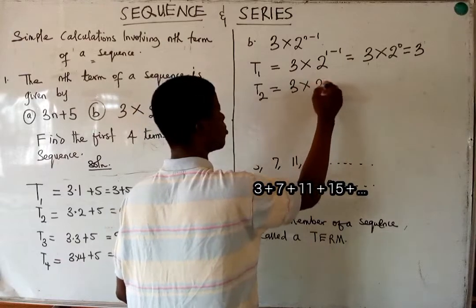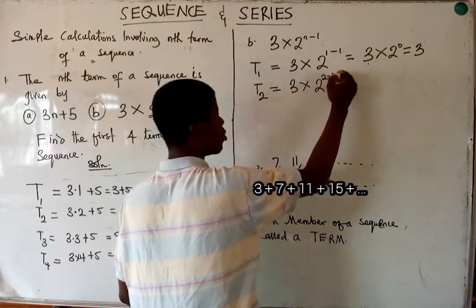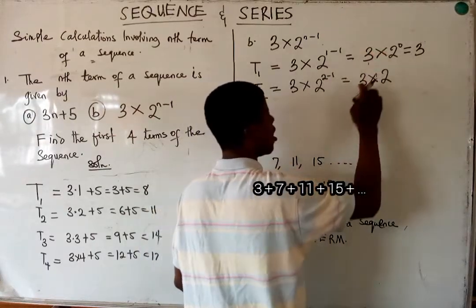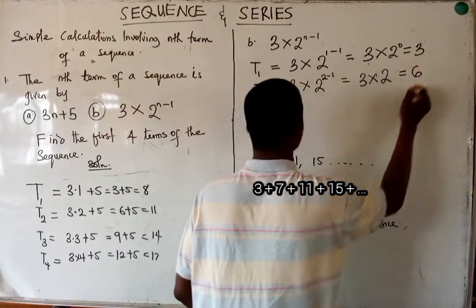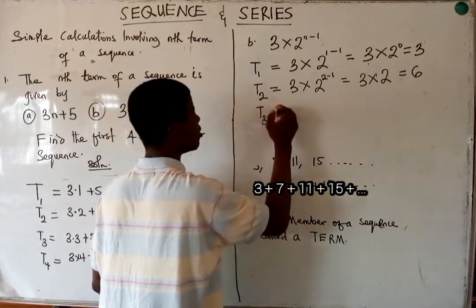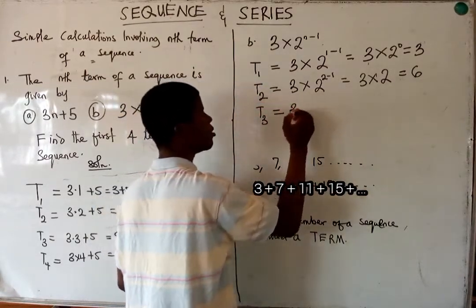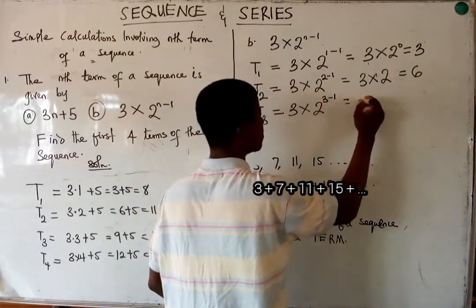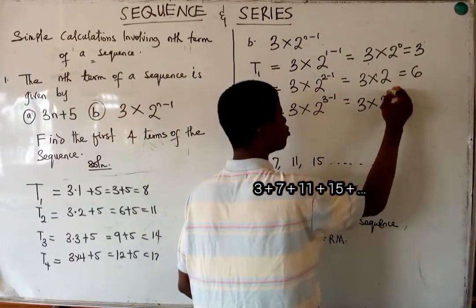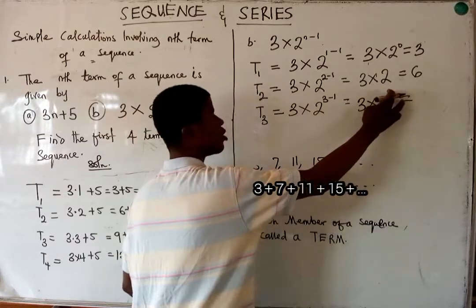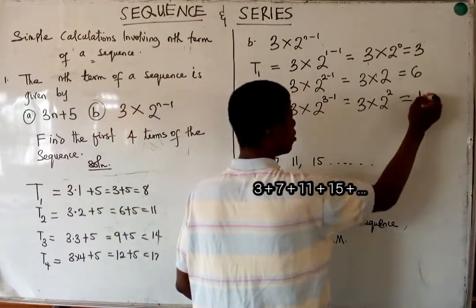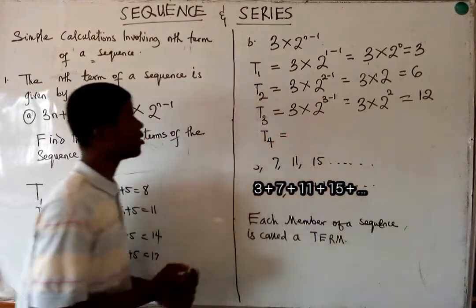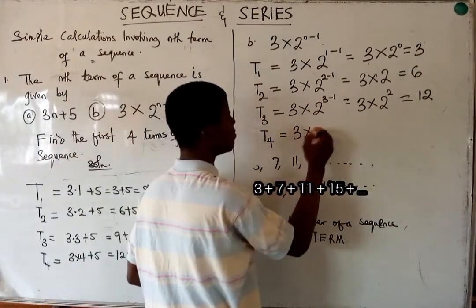So the second term will be equal to this. 3 times 2 raised to the power n, where n is 2, minus 1. That's 3 times 2 raised to the power 2 minus 1, which is 1. And 3 times 2 gives me 6. So the third term is equal to what? 3 times 2 raised to the power n, where n is 3, minus 1. That's 3 times 2 raised to the power 2. And 2 raised to the power 2 is equal to 4. So 3 times 4 gives me 12.